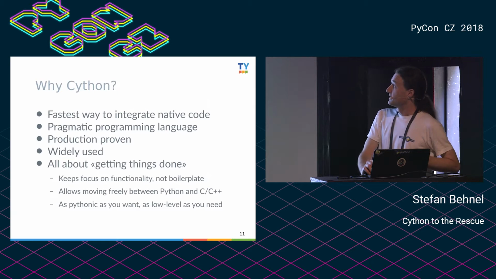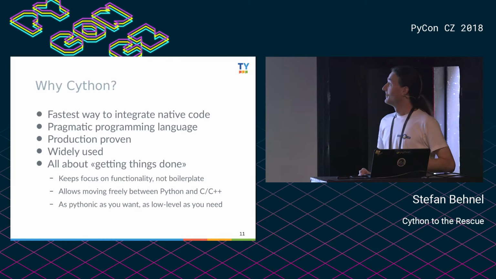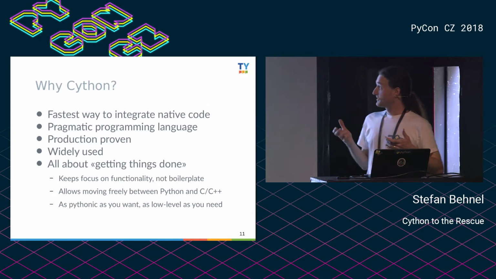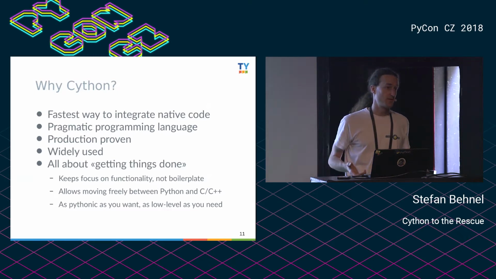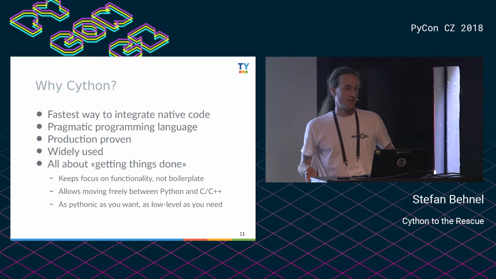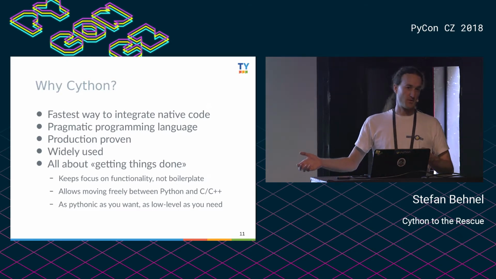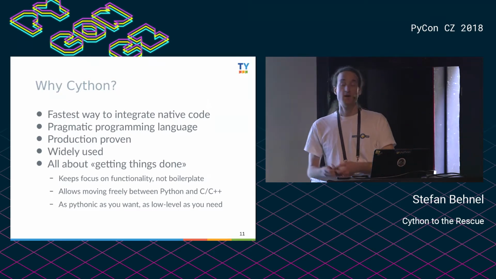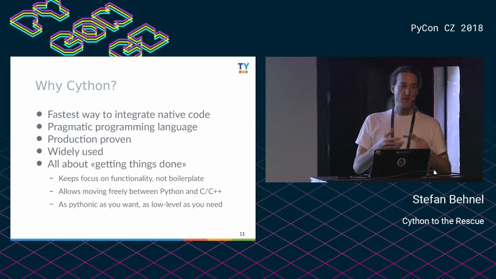So why Cython? It's the fastest way to integrate native code. It's a pragmatic programming language in the same way that Python is. Basically, Cython is Python with C data types. So it compiles to C, but you write Python code, okay?